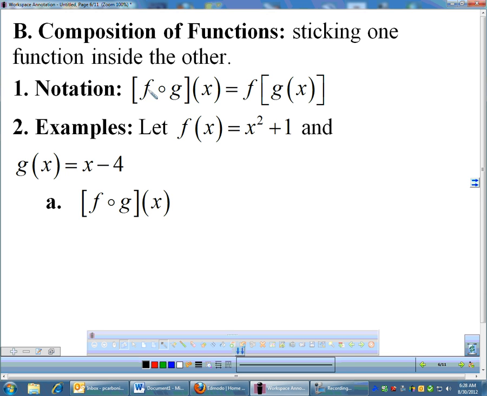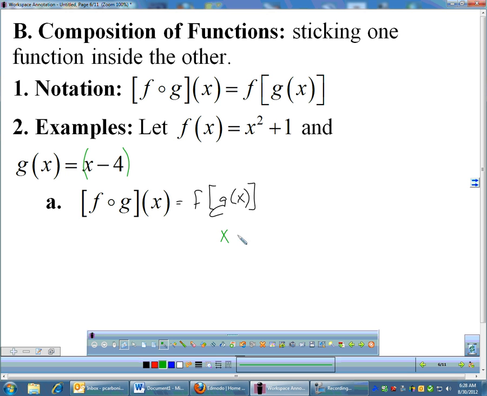So the notation, if you see f∘g like this, I call it "f of g," but really what that's saying is f of g of x, which means you're going to take the g function and stick it inside f. So this example right here is the exact same thing as saying f of g of x. And when you're doing composition of functions, we start on the inside and work our way out.